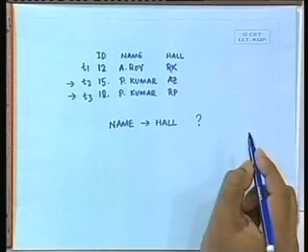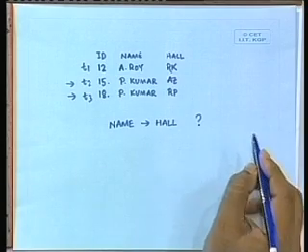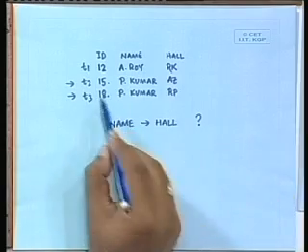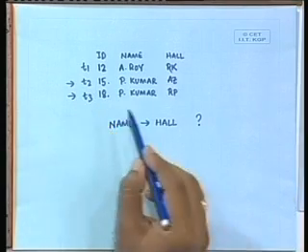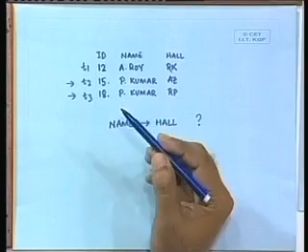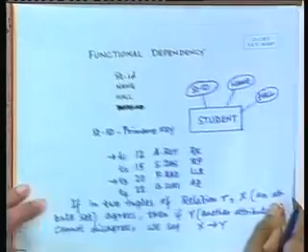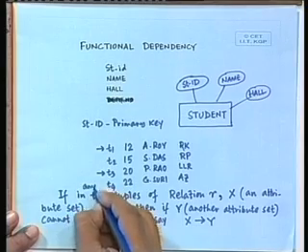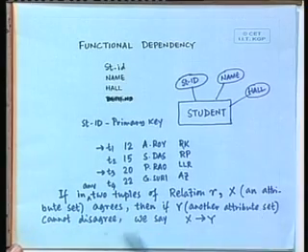Is it true? You see, what is happening? What is the definition of functional dependency? In any two tuples, it is not that you just take two tuples. If in any two tuples of relation R, X agrees, then Y cannot disagree.